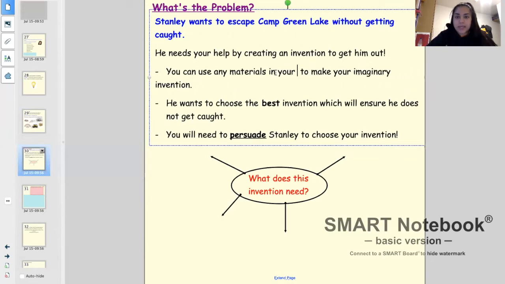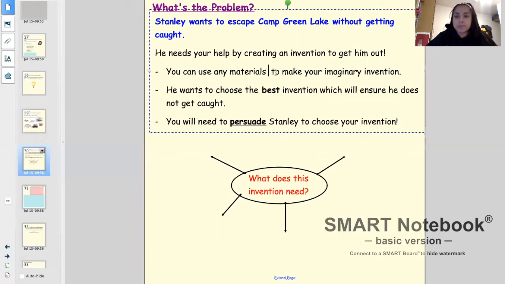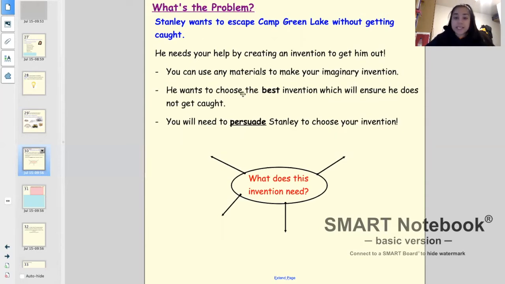You can use any materials to make your imaginary invention. And he wants to choose the best invention, which will ensure that he doesn't get caught. Okay, he wants the best. So remember, when you're pitching ideas, you're going to be using superlatives.